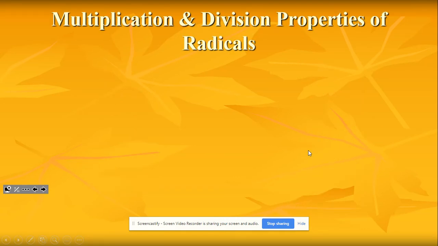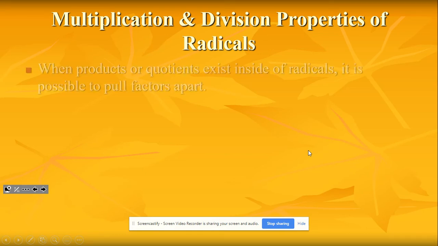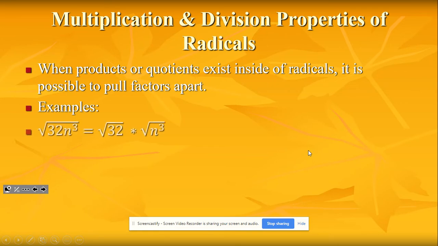Let's talk about the multiplication and division properties of radicals. When products or quotients exist inside of radicals, it is possible to pull factors apart. Here's an example. When you have radical 32 n to the third, it's simple enough just to pull the parts apart and have radical 32 and radical n to the third. For division, if I have a fraction underneath a radical, I can simply just take the numerator and denominator and put a radical sign over each, and then simplify.